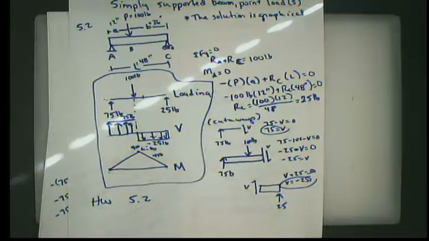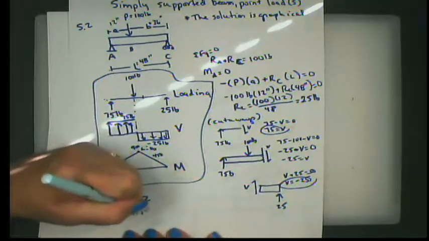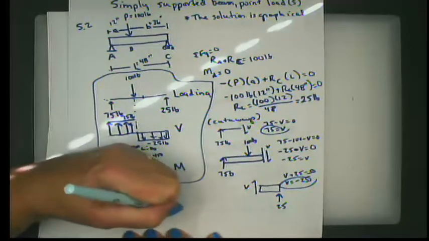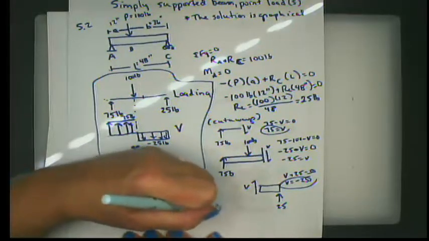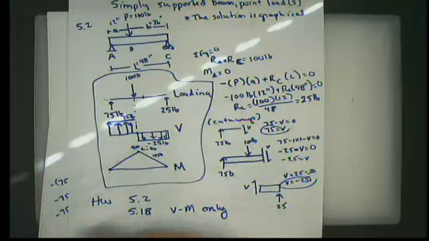And I'm looking to see if we have any more point load problems. Ooh. Let's do 5.18, shear moment diagrams only. They do a little bit with the cross section on that, and we'll talk about that later. But for tonight, do 5.2 and 5.18, but for 5.18, just do the shear moment diagrams.